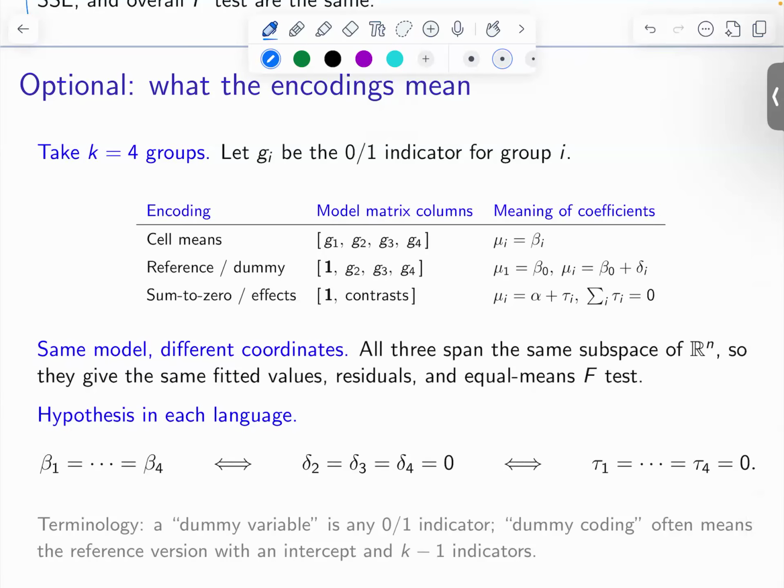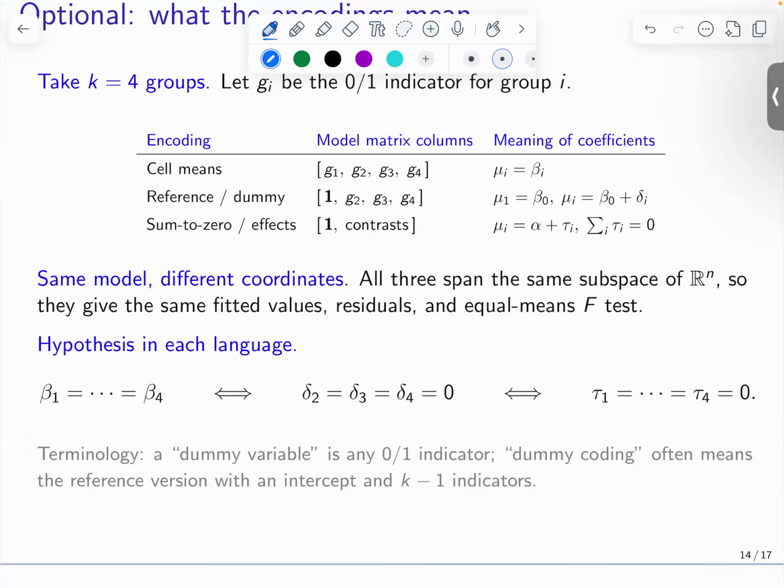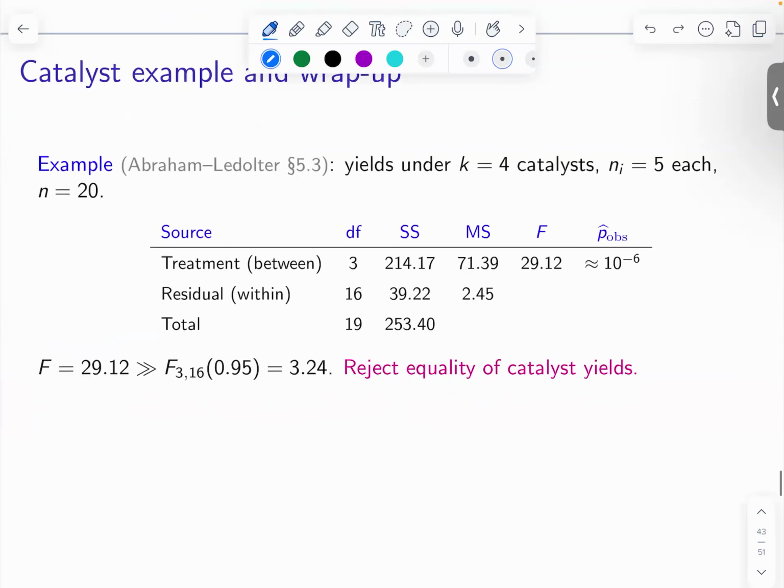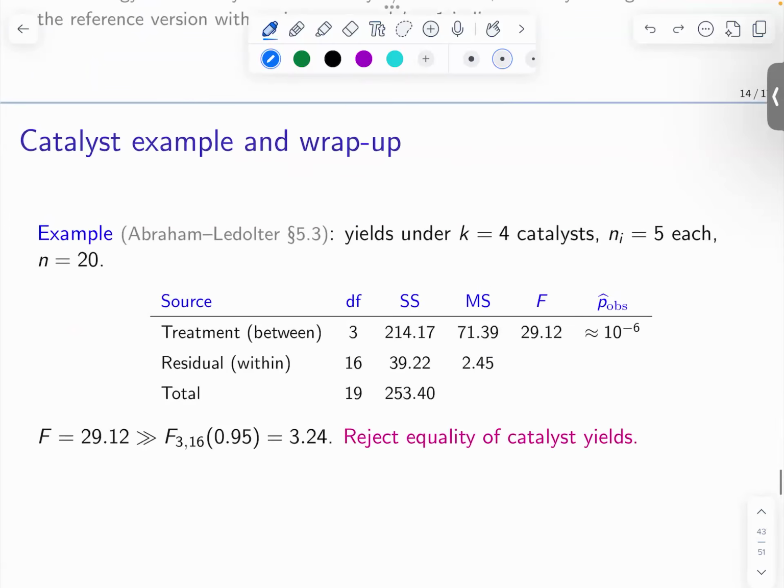I won't go through it, but maybe you can have a look and talk to your TA if you want. It's good to know there are different ways that you can translate categorical variables to 0, 1 variables. It gives you different design matrices, but they all define the same subspaces. They all define the same fitted values and residuals, and the resulting F-test would be the same if you test for the equality of the means. The parameters would be different, but that's another point.